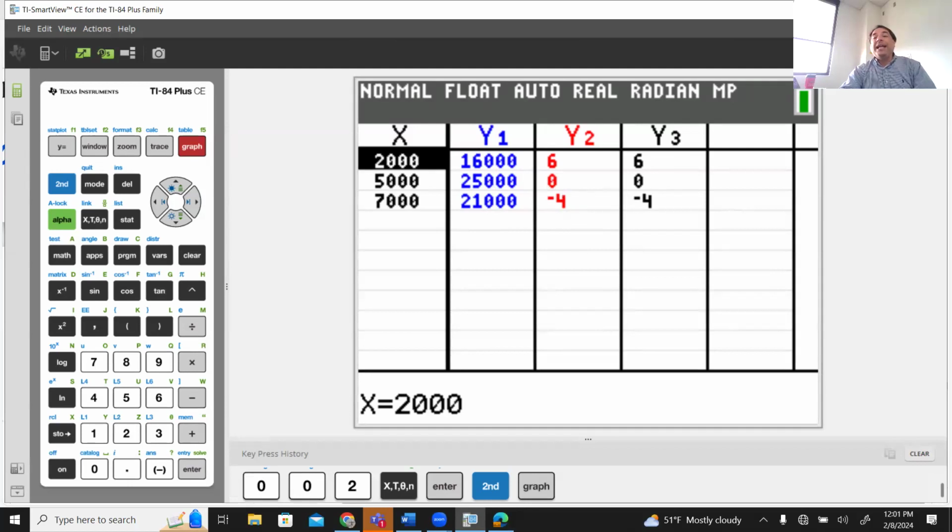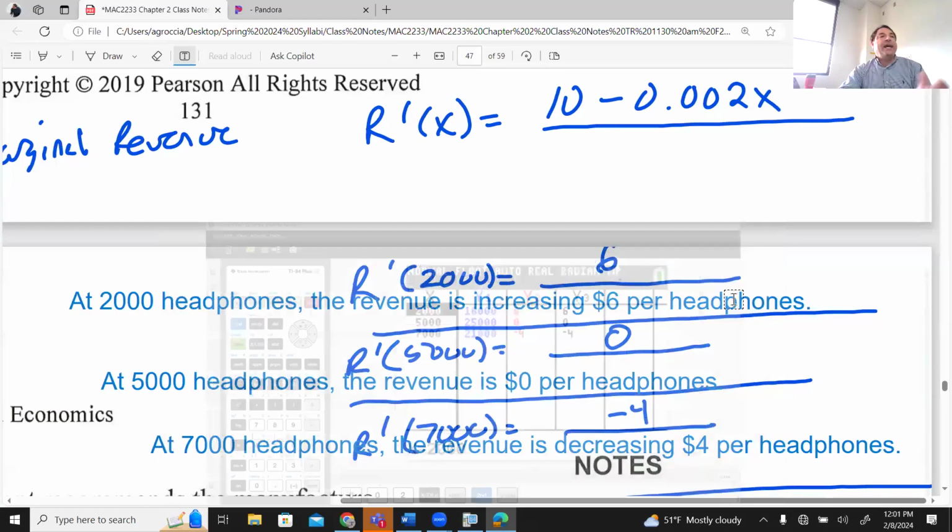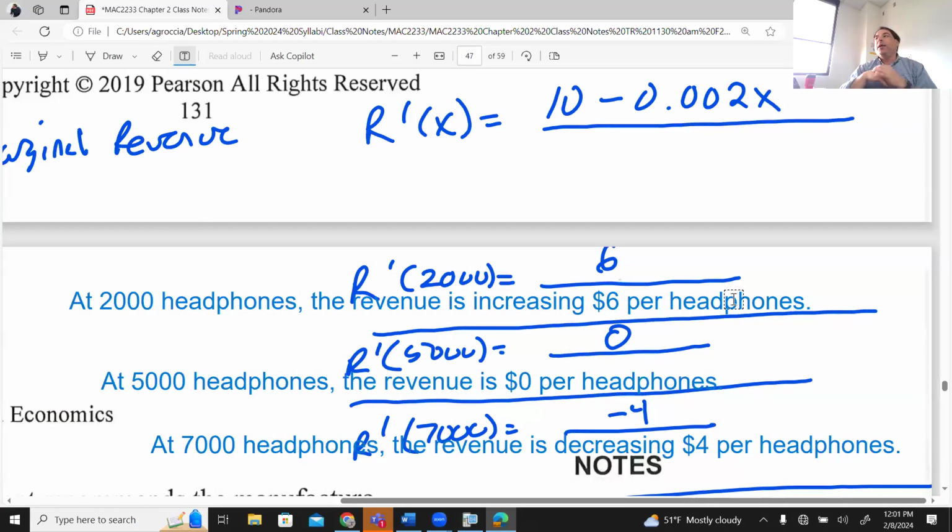Does that make sense? And how do we see that? We see that with the calculus. We see that with marginal revenue. How is your revenue changing? Is it going up? Is it going down? Or is it staying the same?